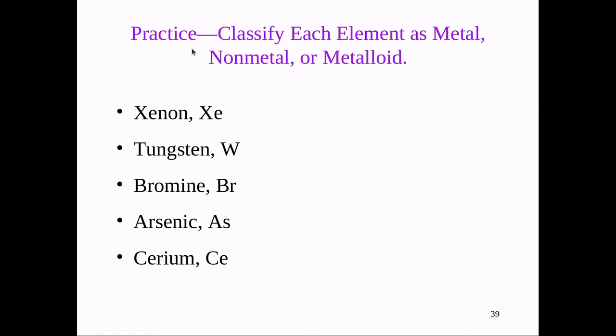So let's do a little practice here. Let's classify each element as a metal, a nonmetal, or a metalloid. Okay, so get out your periodic table and let's do a little lookup. Let's see if we can find xenon, tungsten, bromine, arsenic, and cerium.